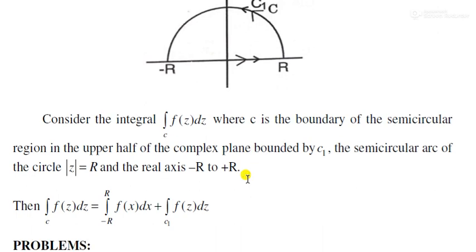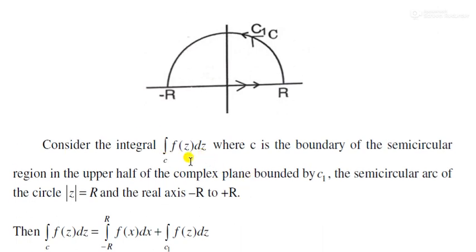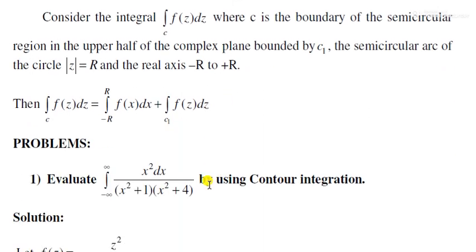Now, consider the integral over C of f of z dz, where C is the boundary of the semicircular region in the upper half of the complex plane, bounded by C1, the semicircular arc of the circle mod z equal to r, and the radius from minus r to plus r. Then the integral over C of f of z dz will be equivalent to the integral from minus r to plus r of f of x dx plus the integral over C1 of f of z dz.